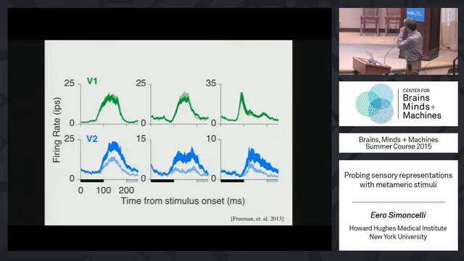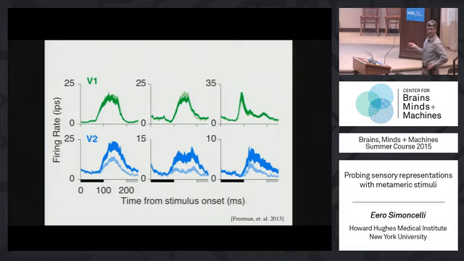And sure enough, here are some example cells. Here are 3 V1 cells. Here are 3 V2 cells. And in each of these plots, there are 2 curves. These are shown over time. The stimulus is presented here for 100 milliseconds. You see a little bump response. And there's a light curve and a dark curve. The light curve is the response to the spectrally matched noise. And the dark curve is the response to the texture with the higher order statistics.